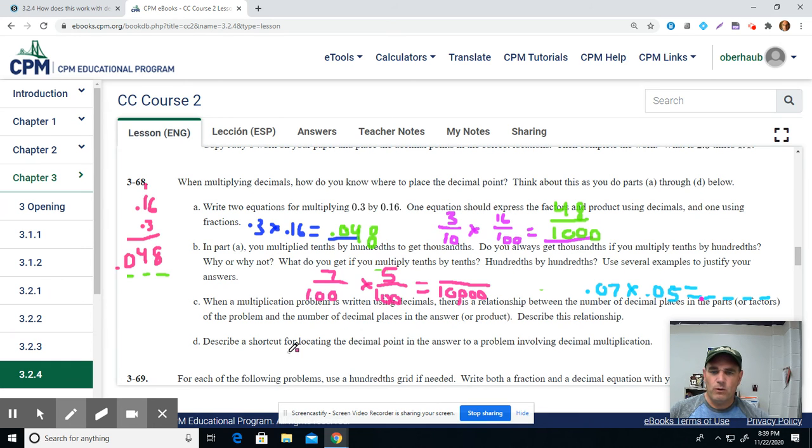Describe a shortcut for locating the decimal point in the answer to a problem. Well, the shortcut is this. Count up how many decimal places you have total in the problem. So like this one, we had 2 on top, 1 on the bottom, so we had 3. So then we just move it back 3 to the left. So that's the shortcut that they're talking about.